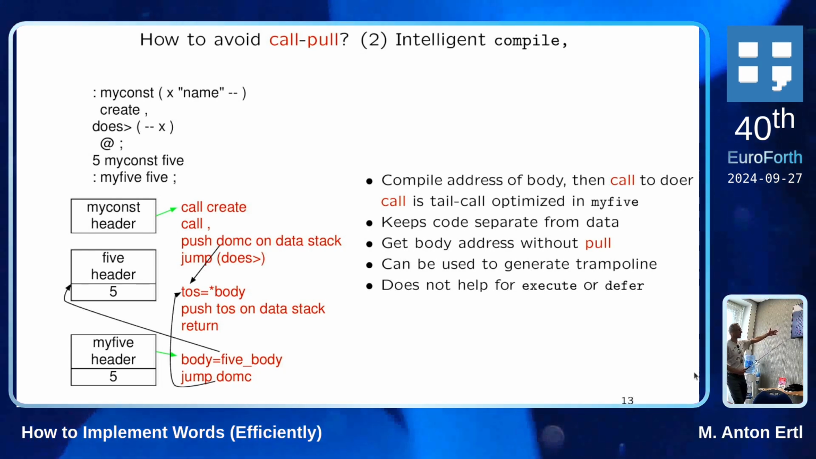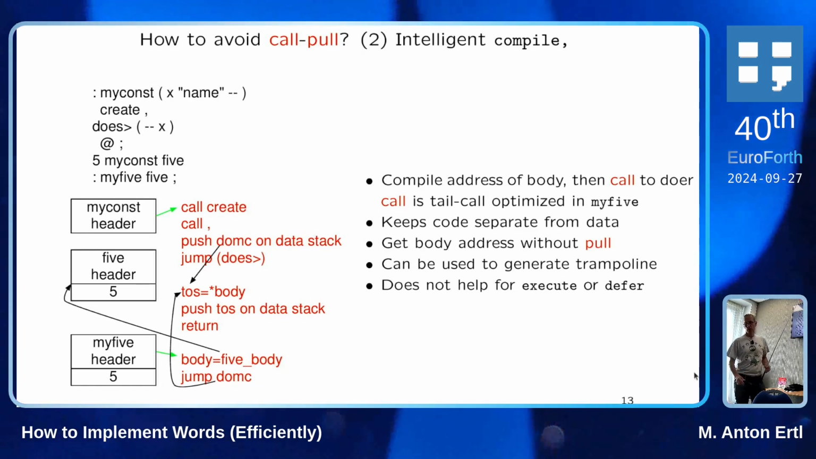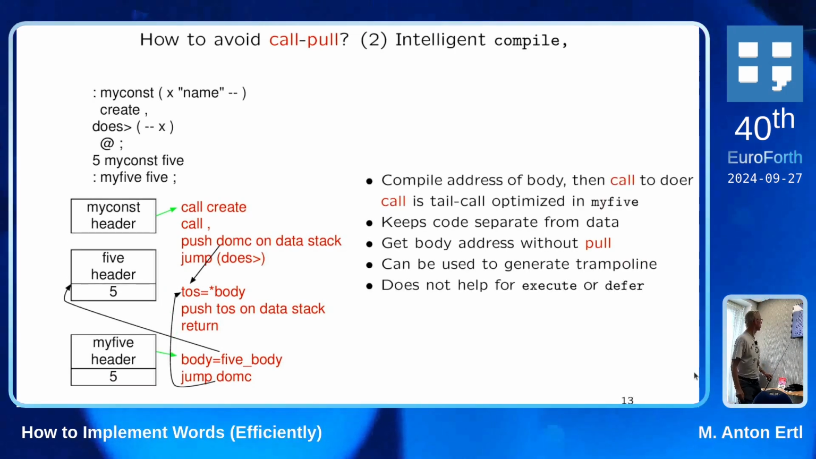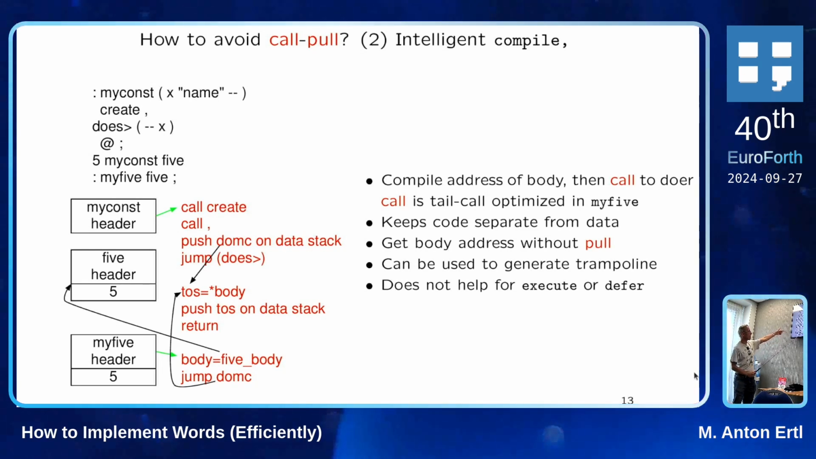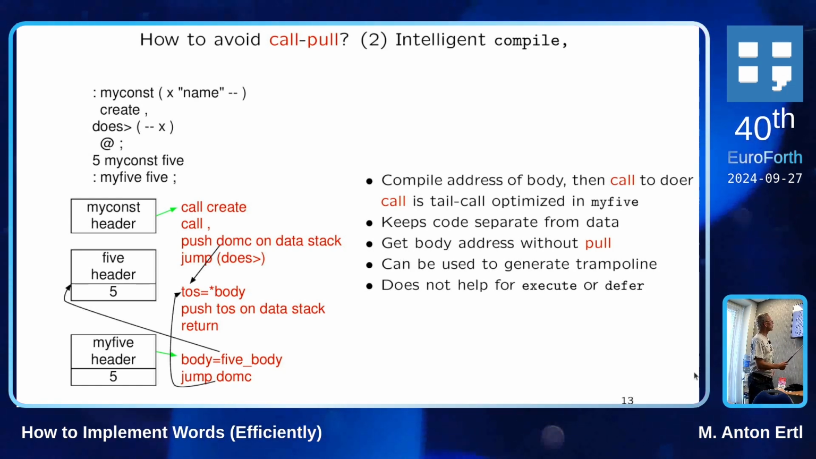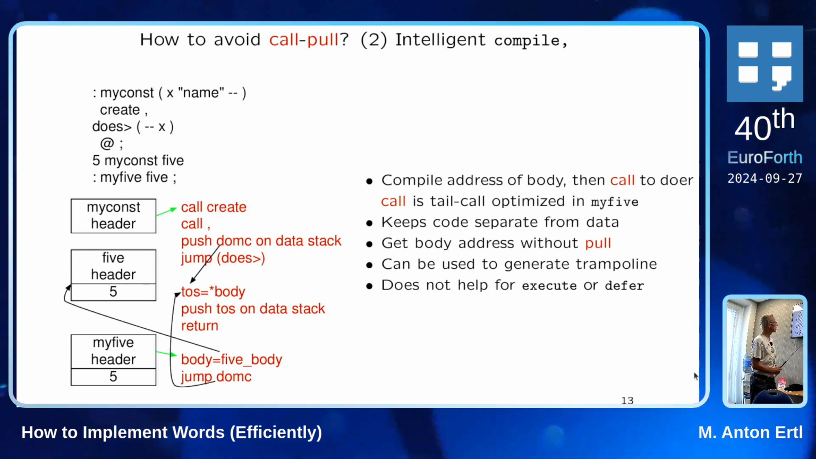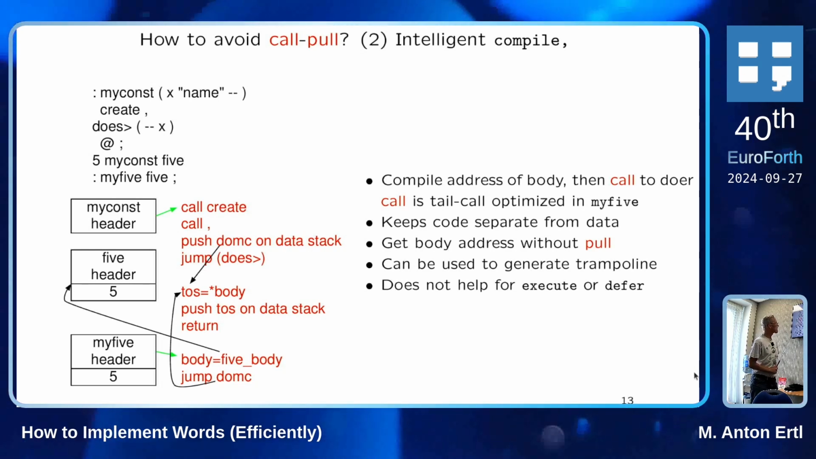And when we look at it, it's the same piece of code that we have for the trampoline over here, except that this is associated with this word. So for generating the trampoline, we can use this intelligent compile comma. It keeps the code separate from the data. It gets the body address without pulling a called return address, the return address of a caller. And it can be used to generate the trampoline.